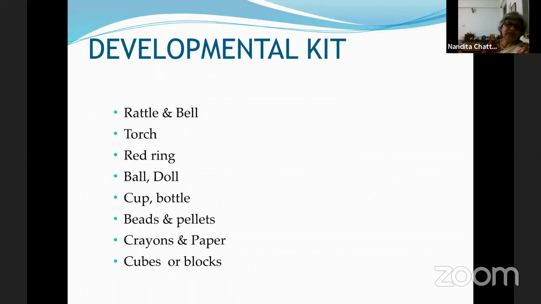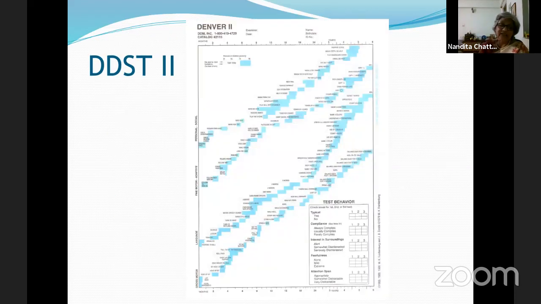And what are the things that we need to do all this? Very simple. We need a rattle and a bell. We need a torch, a red ring, a small ball, a little doll, a cup, some beads or pellets. Sometimes we use puff rice, and a small bottle, a sheet of paper and crayon and blocks. So this makes a simple development kit which every student should have ready with them for their board rounds as well as for their exams. Next slide. We're almost at the end.